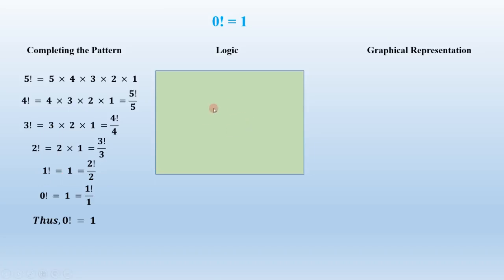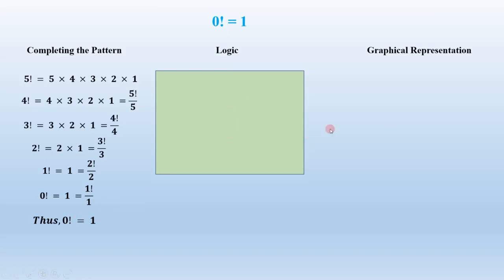Now let's suppose we have no object. Rather, we have 0 objects, which means that there is only one way, that is this way. The way we have means there is nothing. So this is also a way to represent 0 factorial, which means that 0 objects can be arranged in a single way, that is only one way.